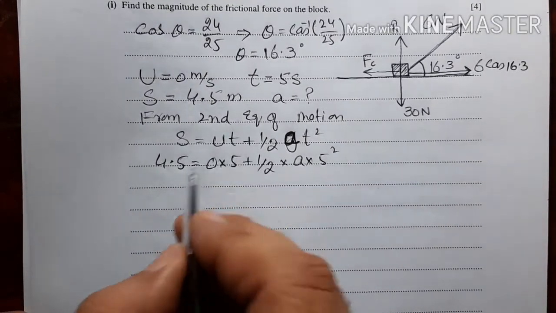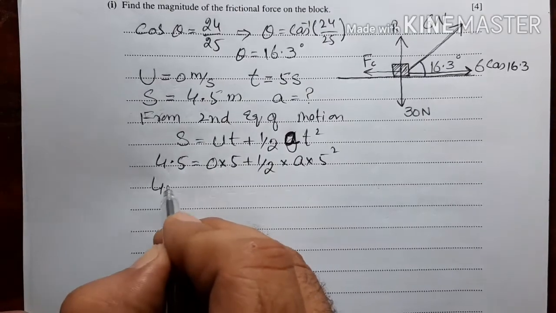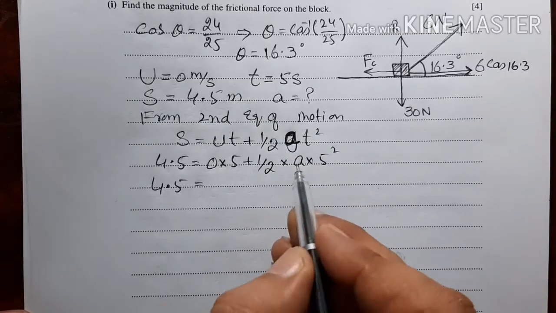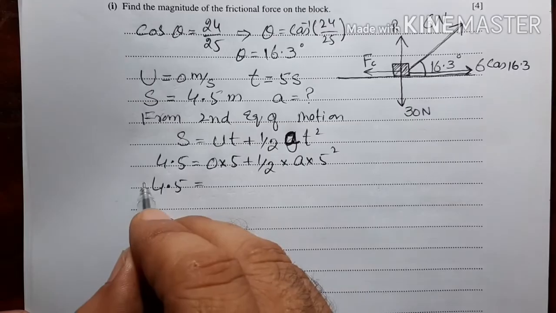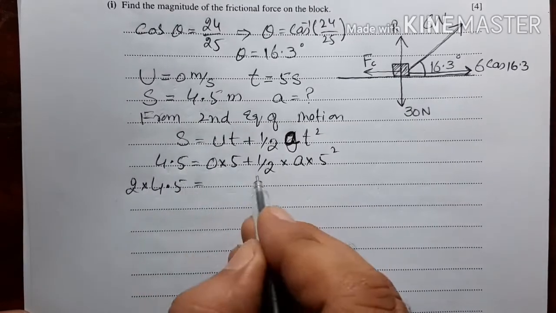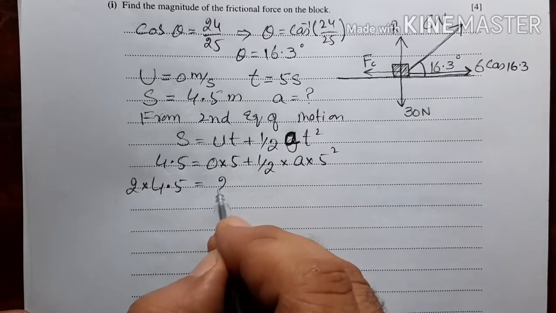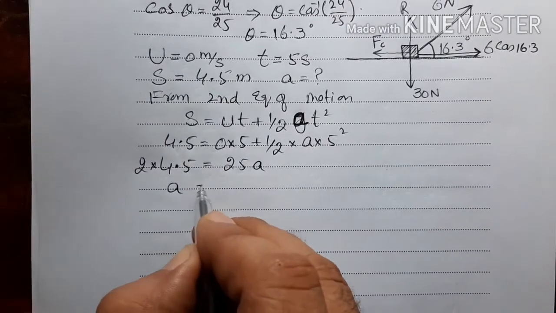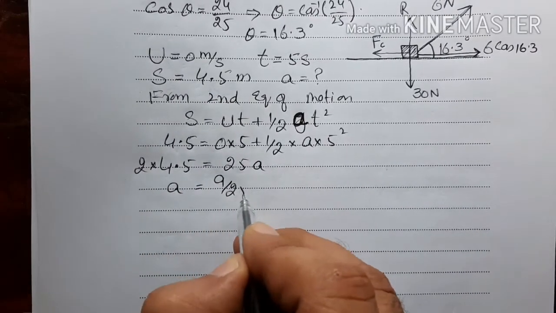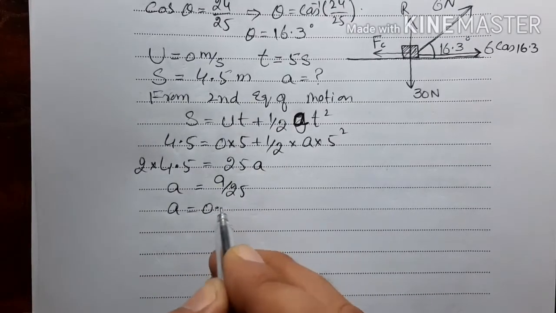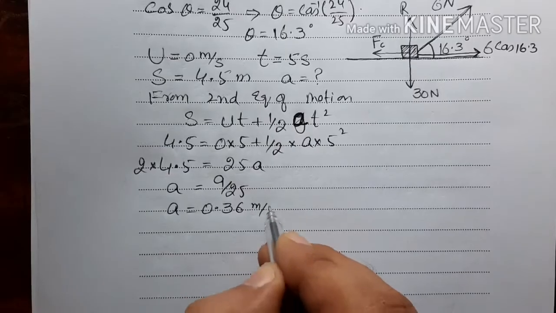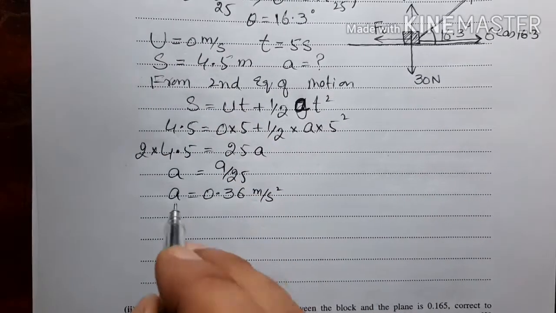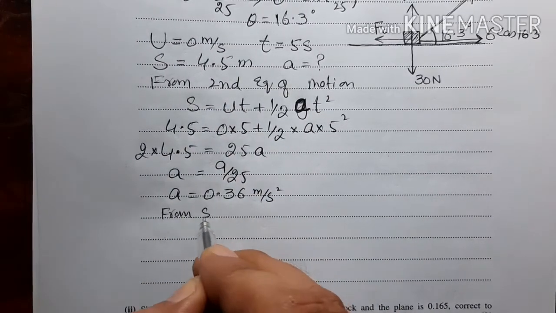Now this will become 4.5 is equal to 25 A over 2, or we can write it as 2 multiplied by 4.5 equals 25 A. So A will be 9/25, which is 0.36 meters per second square. This is our A.